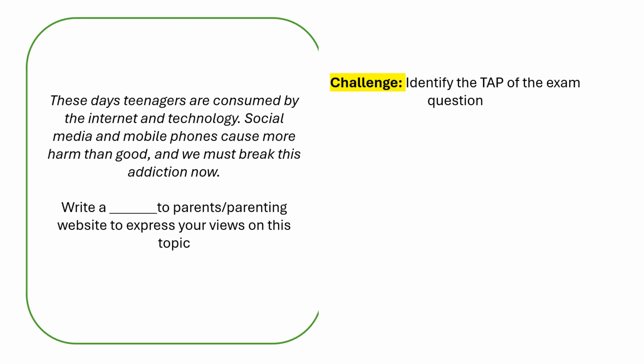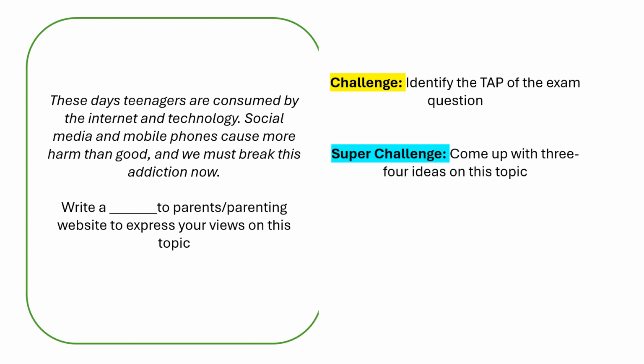The first thing to do whenever you get a question like this is to identify the TAP of the exam question. Now if you're not too sure about that, what we mean is the topic, the audience and the purpose. Secondly, I'd like you to come up with 3 or 4 ideas on this topic, and this is going to help you to formulate your main answer in your response.